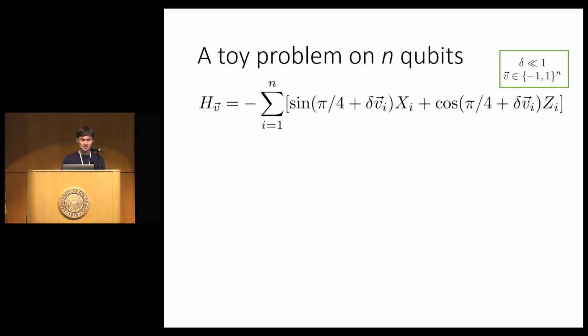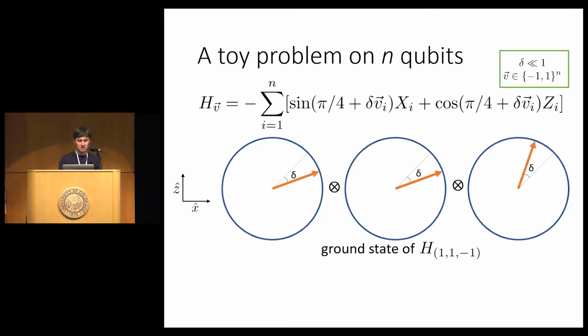To see what these parameters correspond to, here is a ground state of the Hamiltonian corresponding to a particular choice of v. Essentially, the ground state is just a product state on n qubits, where each qubit is polarized in the xz plane of the Bloch sphere, and the parameter delta controls how far away from a pi over 4 angle the polarization vector is perturbed, and the binary vector v just controls for each qubit whether it's perturbed in the clockwise or counterclockwise direction.